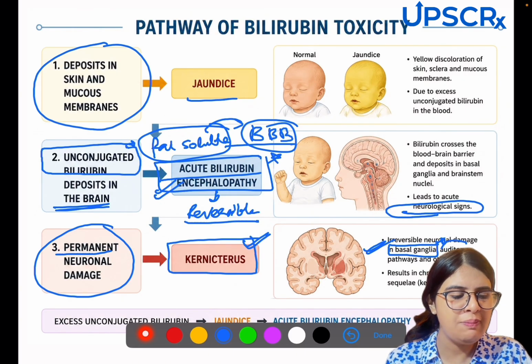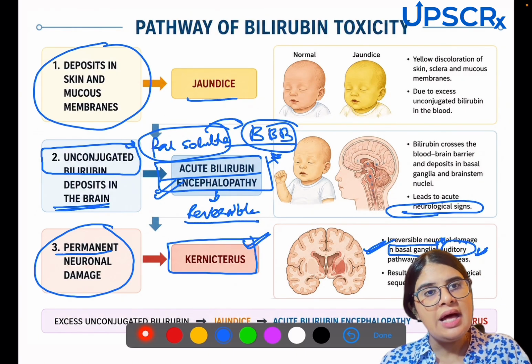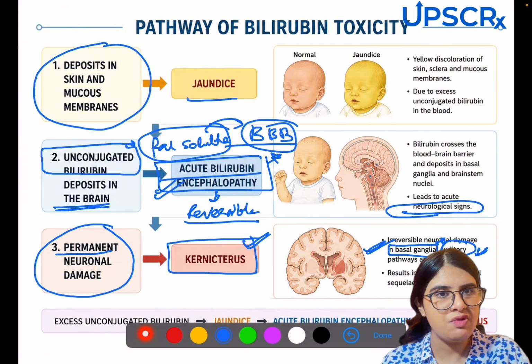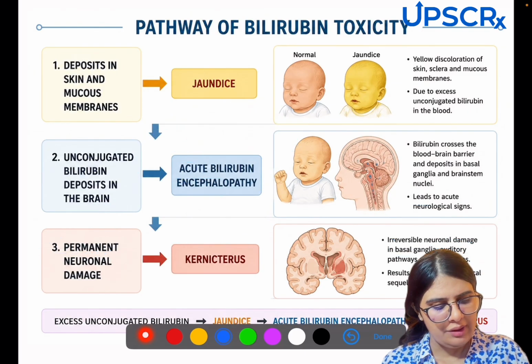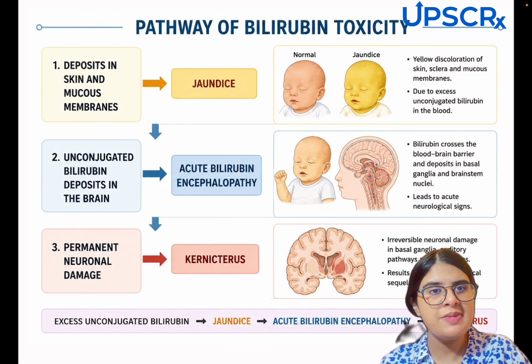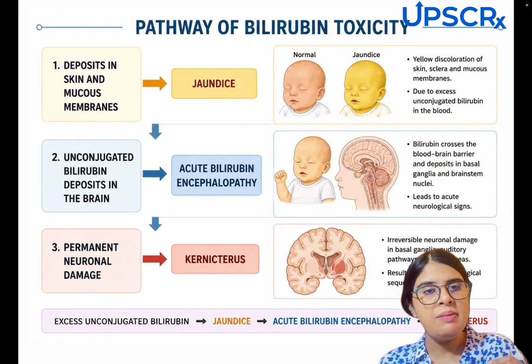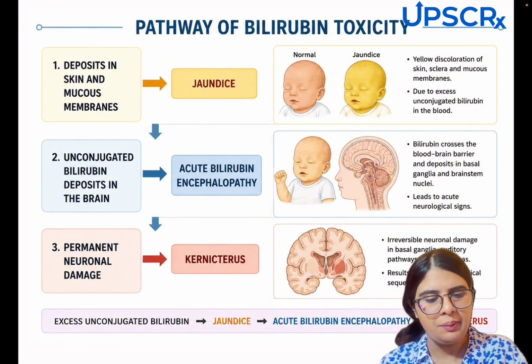It also affects the auditory pathways. Therefore, we said that all cases of neonatal jaundice should be followed up with BERA, right? You have to do a hearing assessment in all cases of neonatal jaundice. So, kernicterus is basically the chronic neurological sequelae which happen in a baby with neonatal jaundice, right?